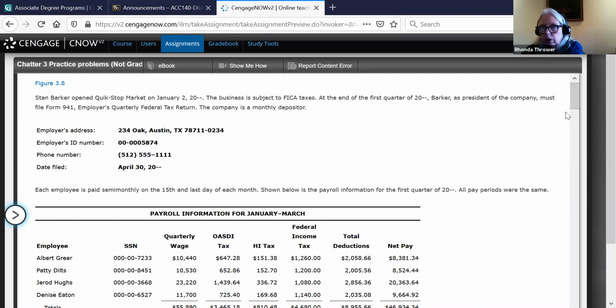Now for this company, this is the address of the company. This is the date that the 941 form was filed. It was completed on this date here. Each employee is paid semi-monthly on the 15th and the last day of each month. Shown below is the payroll information for the first quarter. All pay periods were the same.